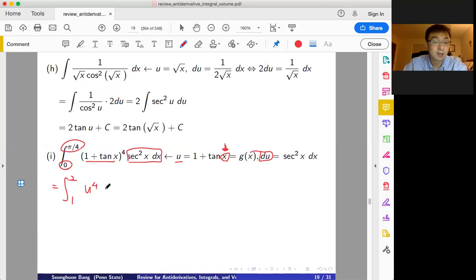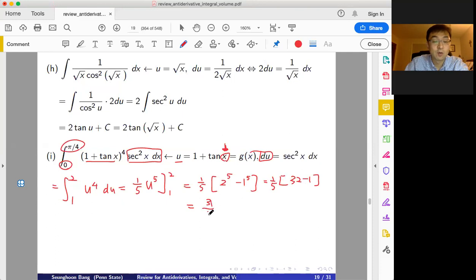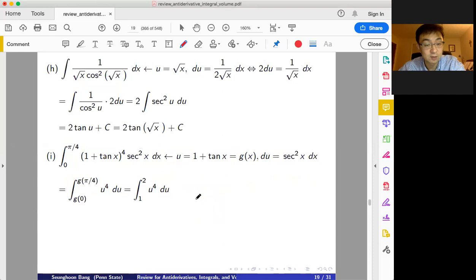We have a simple form. Next, find the antiderivative: 1 over 5 u to the 5 from 1 to 2. Keep the 1 over 5 here: 2 to the 5 minus 1 to the 5. We have 1 over 5 times 32 minus 1. So we have 31 over 5. This is the whole idea for solving this problem.